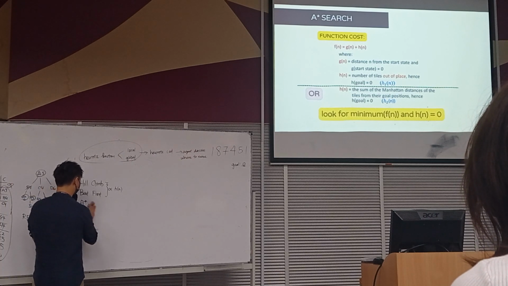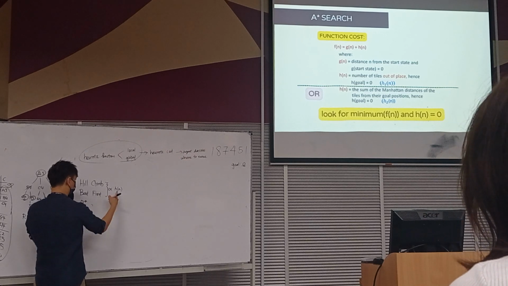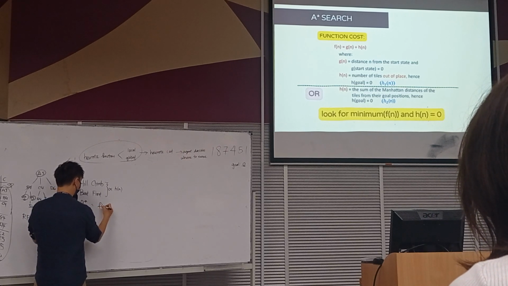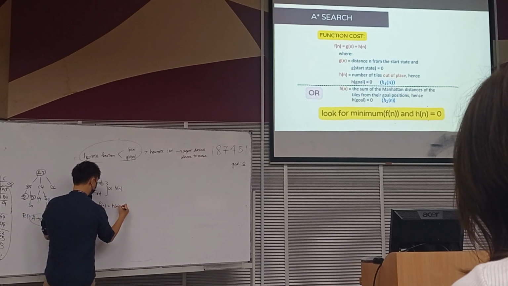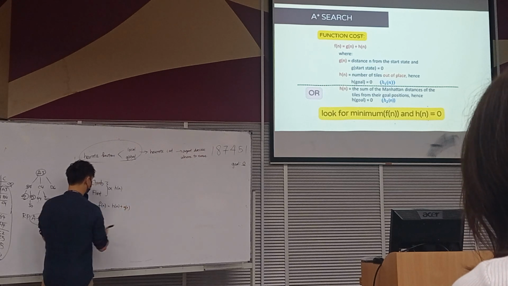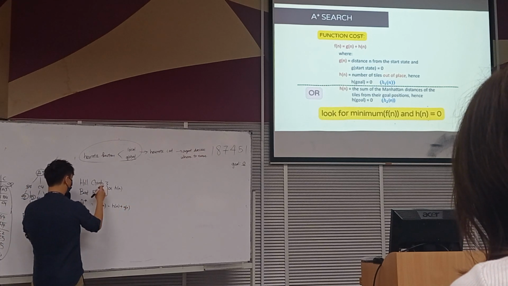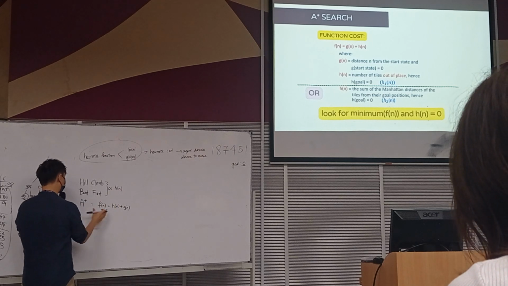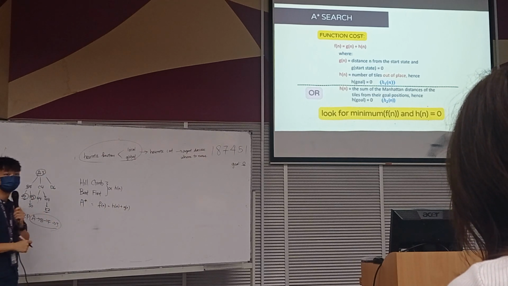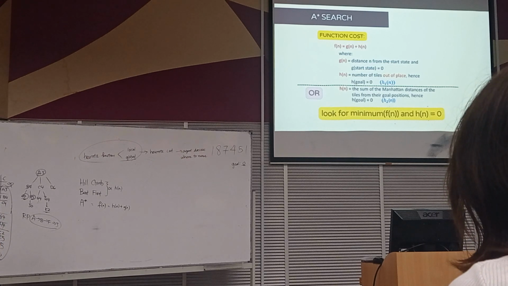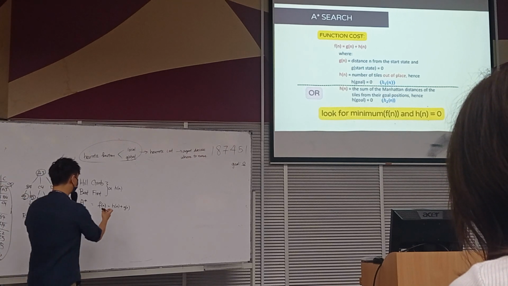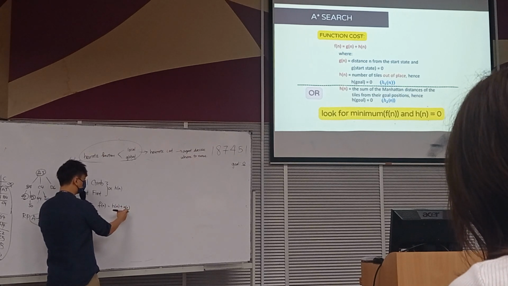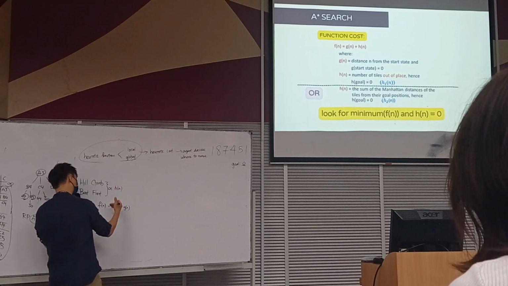A star uses two parameters instead of heuristics only, and we call it the function cost. The function cost is f(n) = h(n) + g(n). That is the only difference. So hill climbing and best first search use h(n), but A star uses h(n) and g(n). If the question gives you these two parameters, h(n) and g(n), then you definitely have to use A star search. So what is g(n)? g(n) is the total distance from the current state to the initial state.